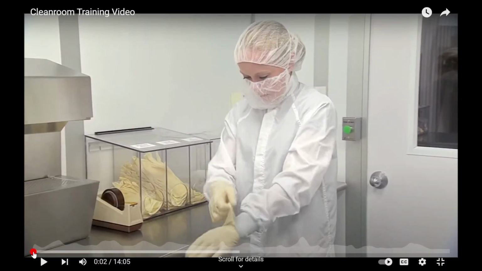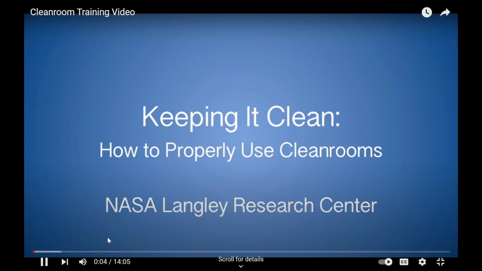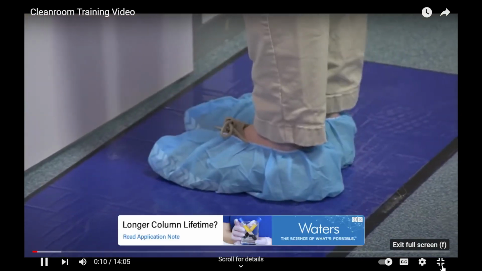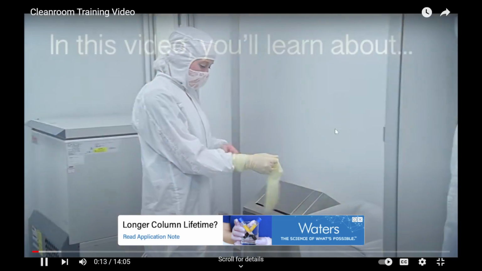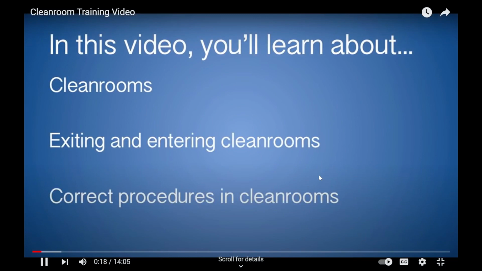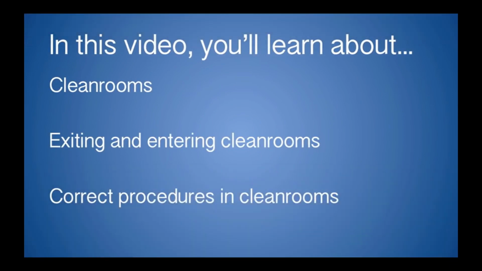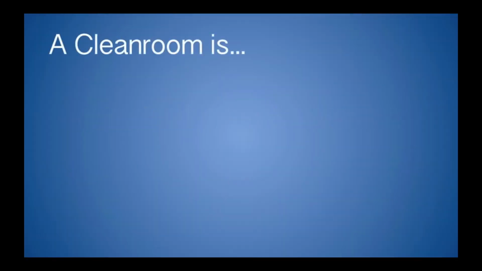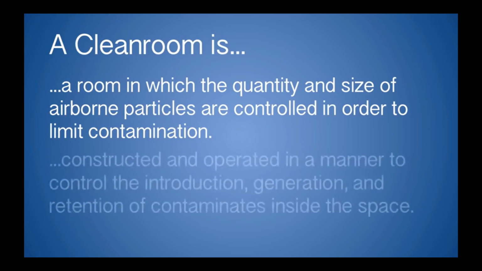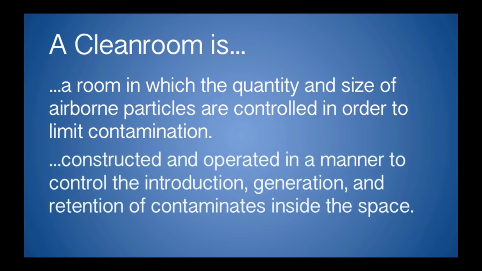Pull the gloves on. Properly using clean rooms, provided by NASA Langley Research Center. Clean rooms are one of the most valuable tools in limiting contamination of sensitive hardware, such as optics, science instruments, and spacecraft. In this video, you'll learn about clean rooms, how to enter and exit a clean room properly, and correct procedures for operating in a clean room to ensure minimal contamination. Introduction to clean rooms. What is a clean room? A clean room is a room in which the quantity and size of airborne particles are controlled in order to limit contamination. A clean room is also constructed and operated in a manner to control the introduction, generation, and retention of contaminants inside the space.